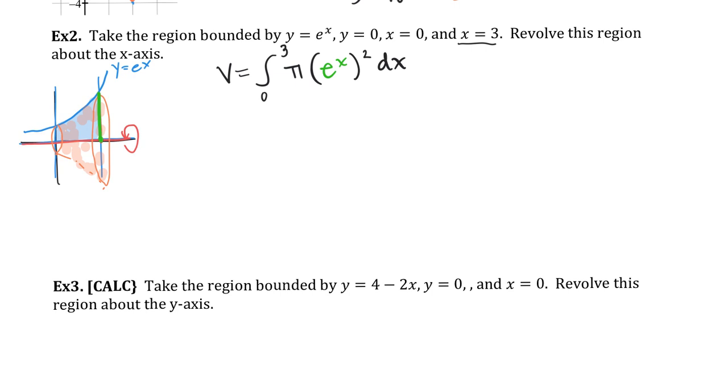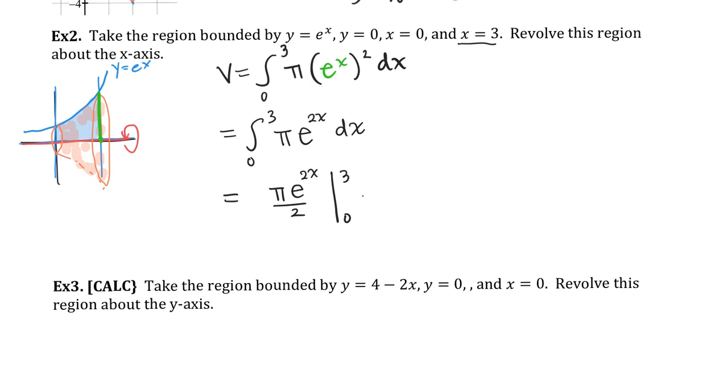I'm going to rewrite this: the integral from 0 to 3 of pi. Let me make this e to the 2x, just to make it a little bit cleaner. Let me go ahead and take the antiderivative. So pi, the antiderivative of e to the u is e to the u. But because the u has a derivative of 2, instead of multiplying by 2, I'm going to divide by 2. And then I'm going to evaluate this from 0 to 3.